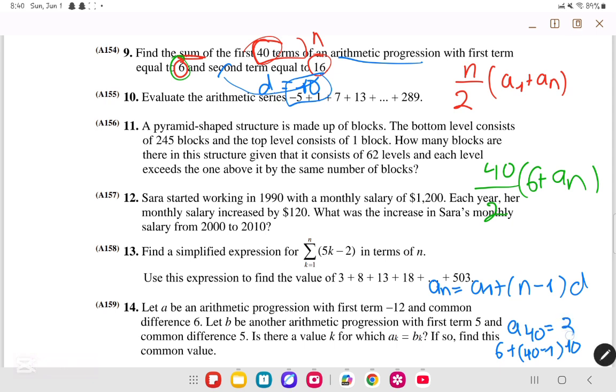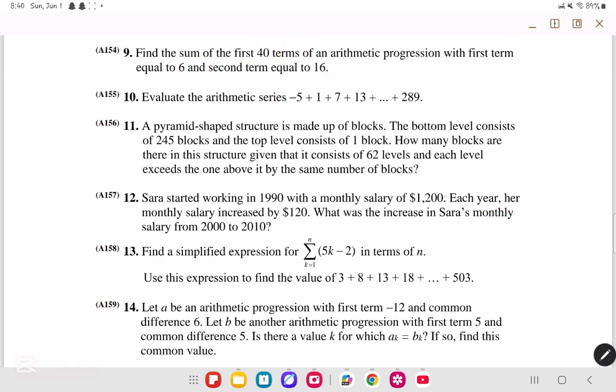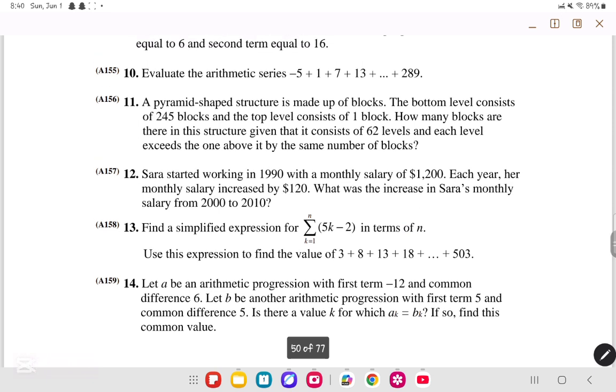It will be an answer of 396. So instead of an, you can put 396. Put it on your calculator. 40 over 2 times 6 plus 396. What will you get? You will get as an answer 8040. Move on to question number 10.